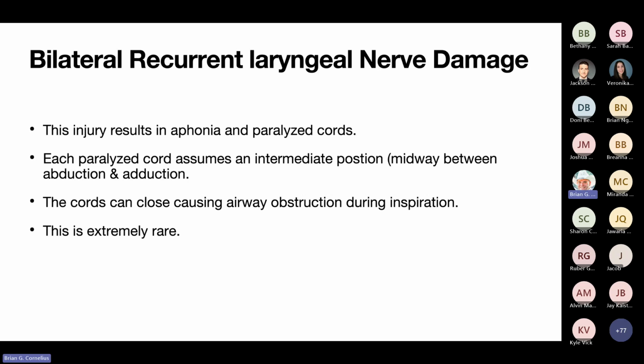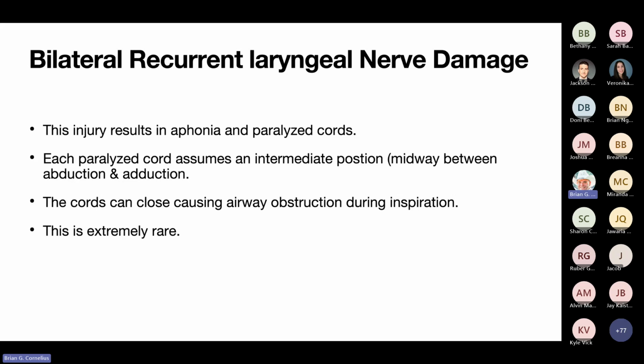You can have bilateral recurrent laryngeal nerve injury. If this happens, both cords are paralyzed and it's kind of stuck halfway open and halfway closed. Because there's no muscle tone, though, you may see that those cords will actually close. And when that happens, you're going to wind up with airway obstruction. So now they can't breathe. Not very common, but it certainly can happen. So just be very cautious and patient.